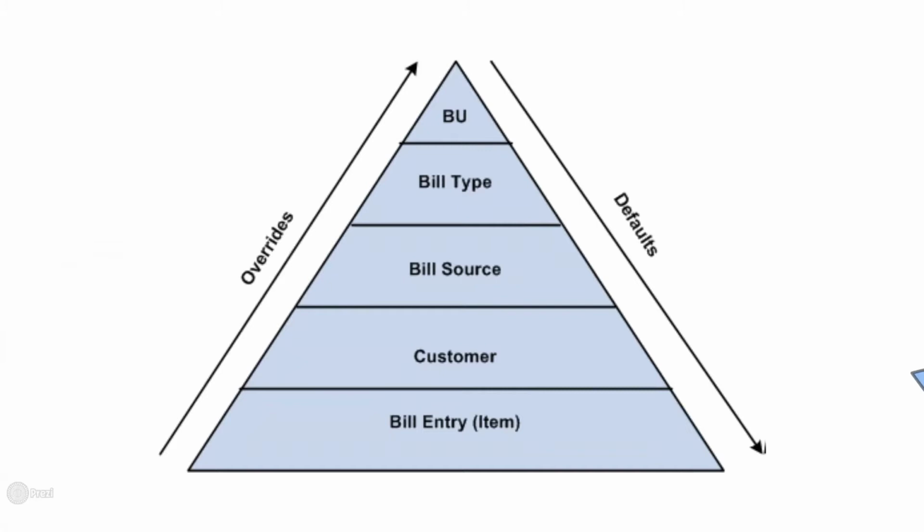And the last and lowest level, but the most powerful level, is the bill entry itself. When you create the bill, you can override any field that you want, and it will override any defaults that were put on the bill above. In this example, it will override anything that's defaulted from the customer level, the bill source level, the bill type header, or the business unit level. So in the triangle, as you work your way down, you're overriding everything above it.